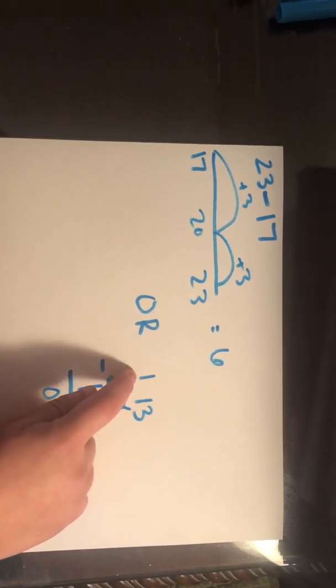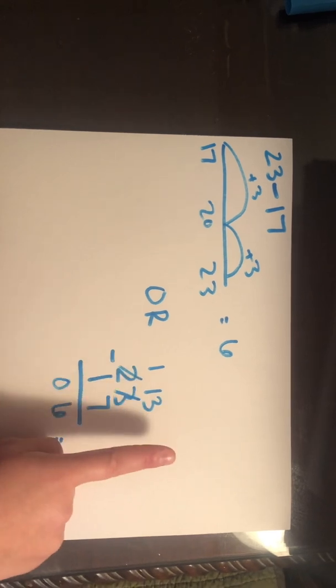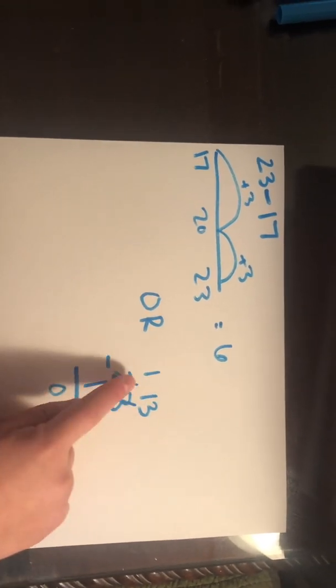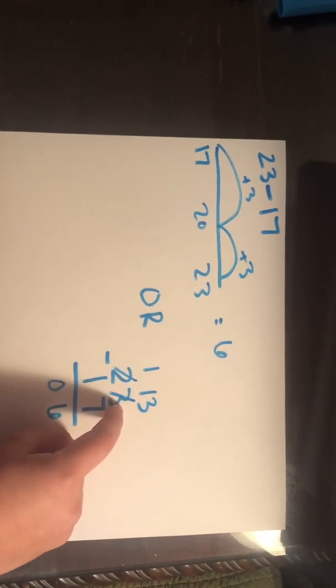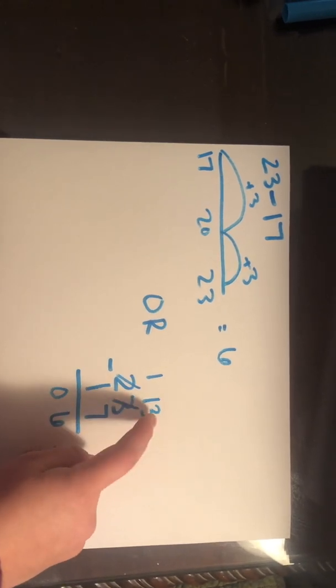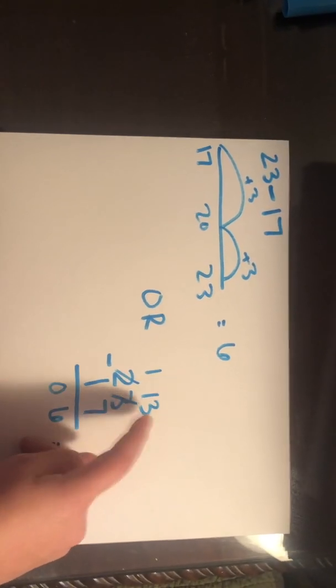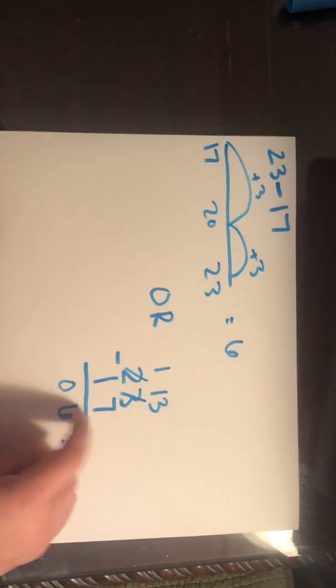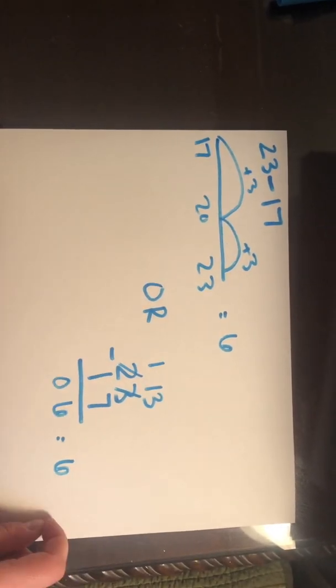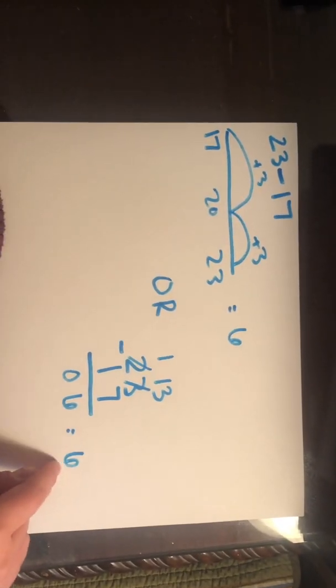So that means that we're adding 10 ones because one group of 10 is 10 ones. We add 10 ones to the ones place to get 13. And then we can subtract like normal. 13 minus 7 is 6. 1 minus 1 is 0. And here we get our answer of 6 as well.